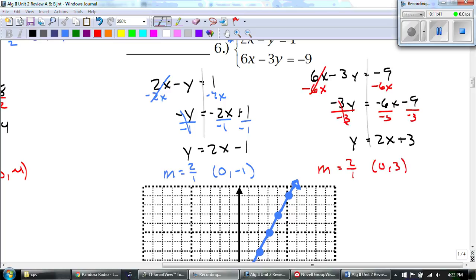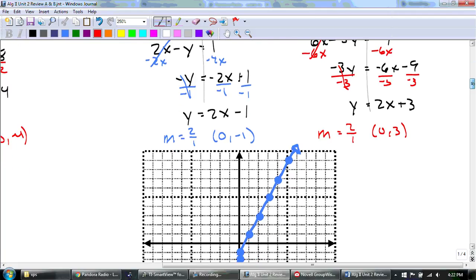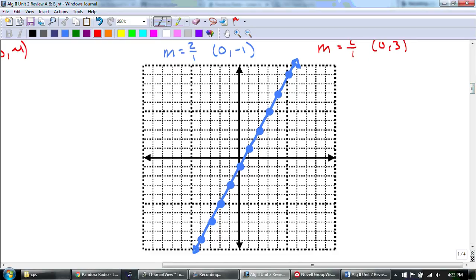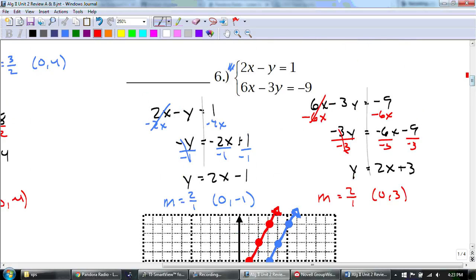Okay, so you should have gotten y equals 2x plus 3, which means our slope is 2 over 1, and our y-intercept is 0, 3. So I'm going to come down here, start graphing that guy. 0, 3, up 2, over 1. Where does my line intersect? Does it intersect? Nope. These are parallel lines, okay? You should have known that right away by looking at the slope. We have the same slope, different y-intercepts. This is good. No solution.